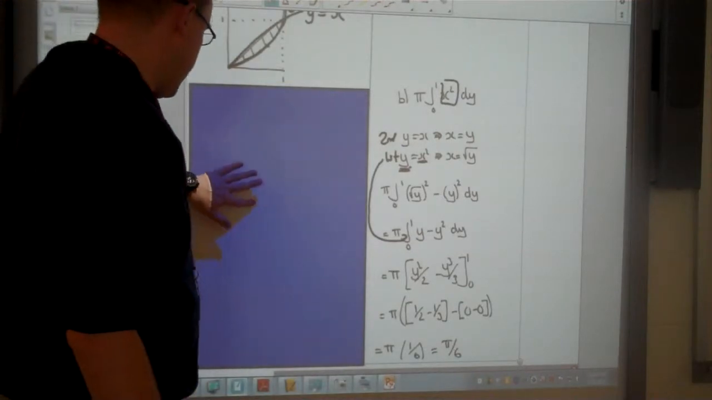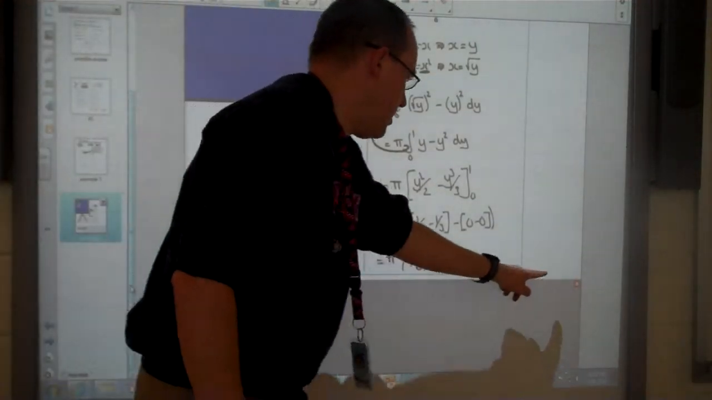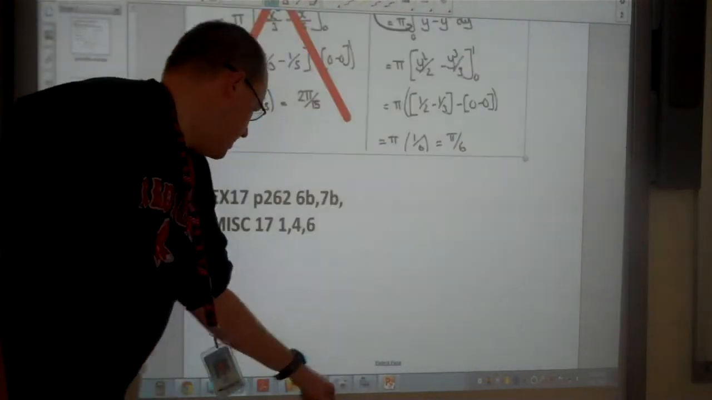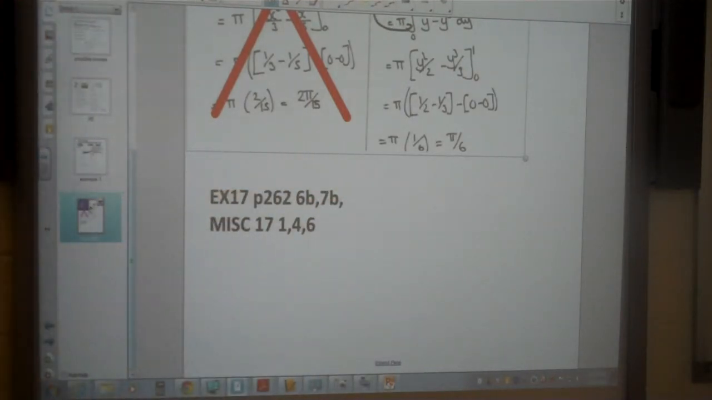The questions that we did in class today, I believe, are featured right at the bottom here. So we looked at exercise 17, 6b and 7b to finish off those questions from last time, or the second parts of those, and then miscellaneous 17, 1, 4 and 6.